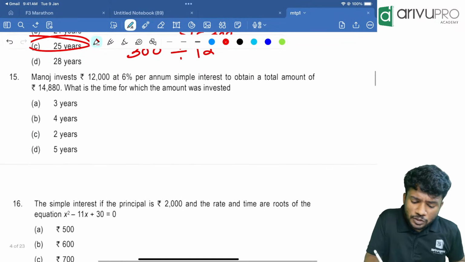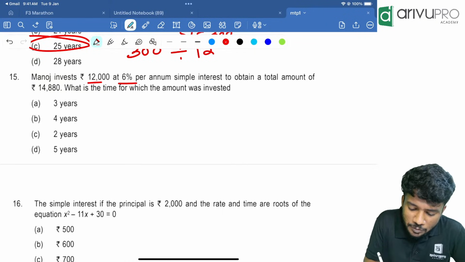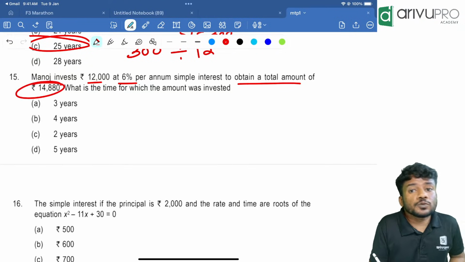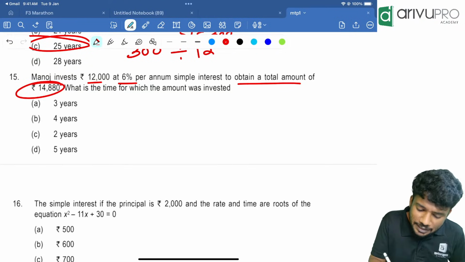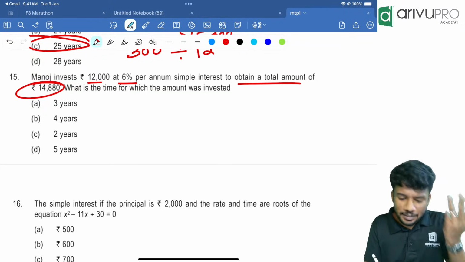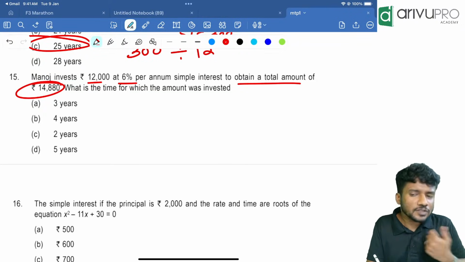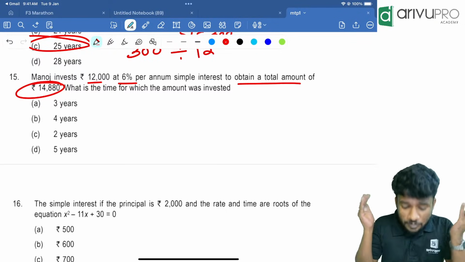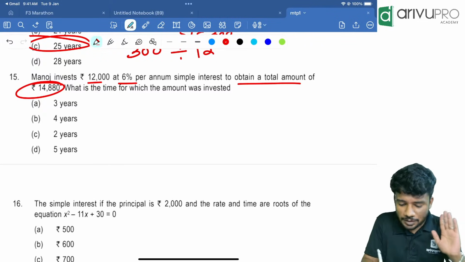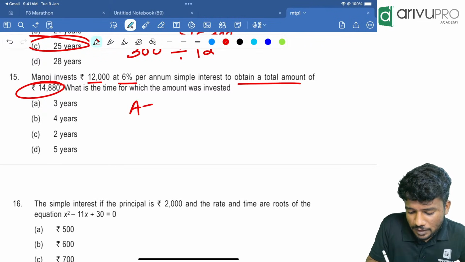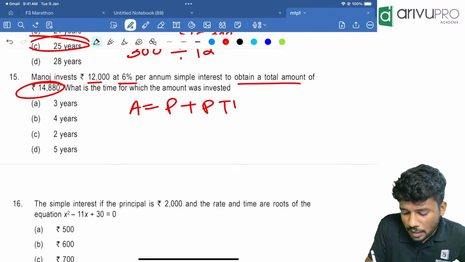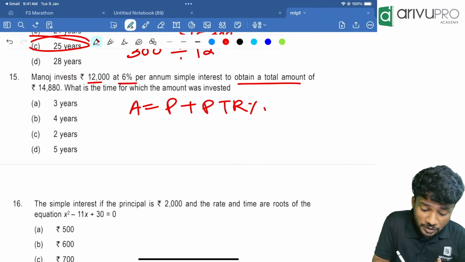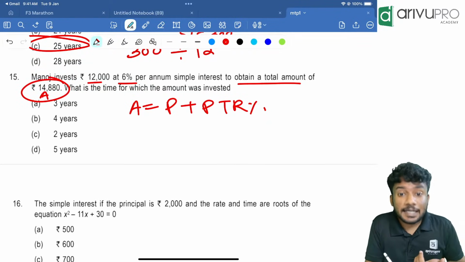Next one. Manoj invests 12,000 at 6% per annum simple interest to obtain a total amount of 14,880. What is the time for which the amount was invested? Direct question, people. They are asking us to find the value of time. People, as I told you, we will not be starting many formulas from this part. We'll just use the basic formula. We know that A is equal to P plus PTR percentage. So A is how much now? Amount is becoming 14,880. So amount is this much.